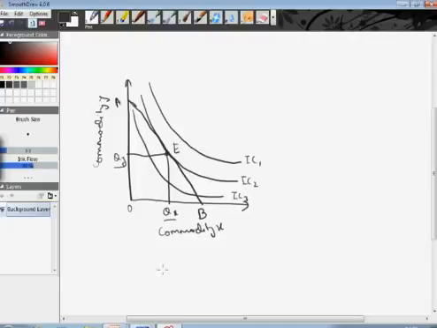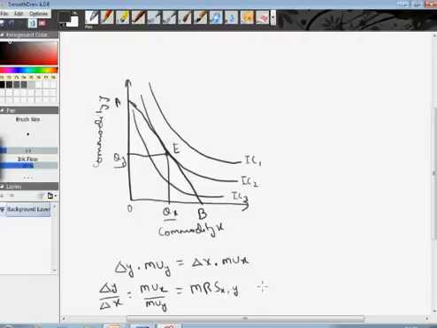This point can be proved as follows. We know that between any two points on an indifference curve, the change in units of commodity Y used into marginal utility of Y is equal to the change in units of commodity X used into marginal utility of X. Therefore, the slope of an indifference curve, change in Y upon change in X, is equal to marginal utility of X upon marginal utility of Y, which is equal to the marginal rate of substitution of X to Y.